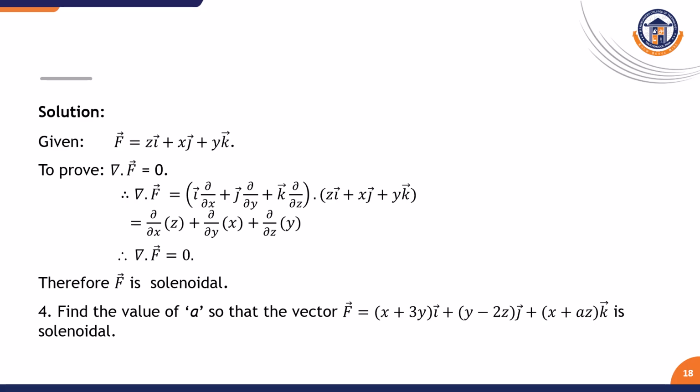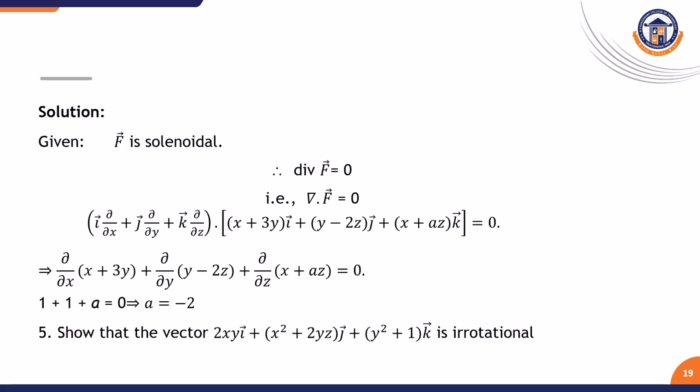The next problem is, using the solenoidal concept, we are going to find the unknown value a. Because this a occurs here, f vector is equal to x plus a z into k vector, which is solenoidal. So the given condition is that f vector is solenoidal. That means we can use this: divergence f vector is 0, that is del dot f vector is 0. By using this condition, we are going to find this a value.